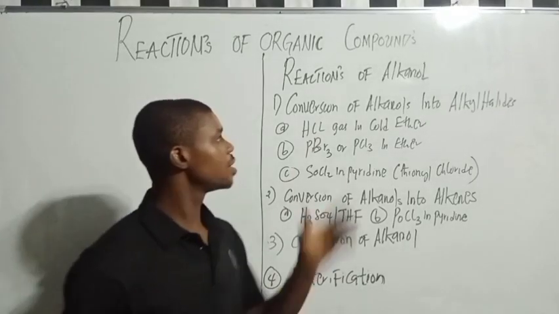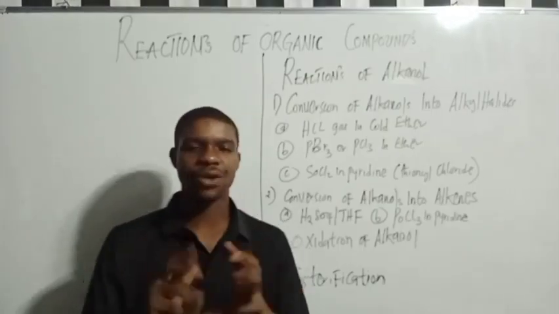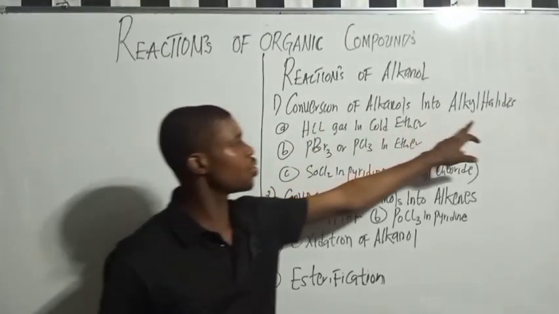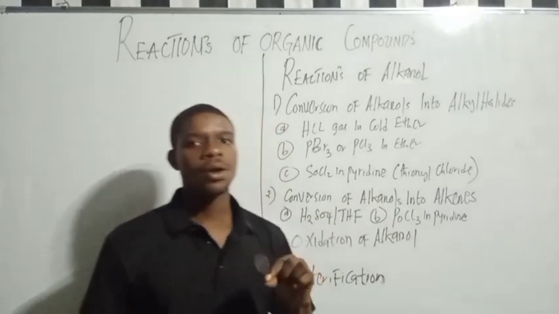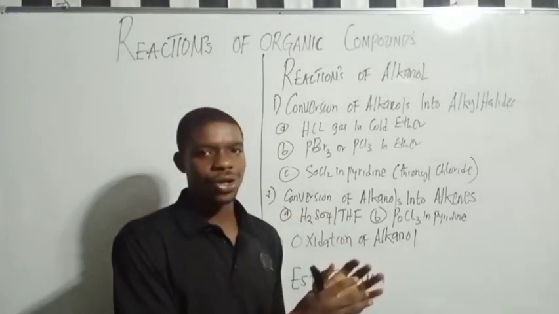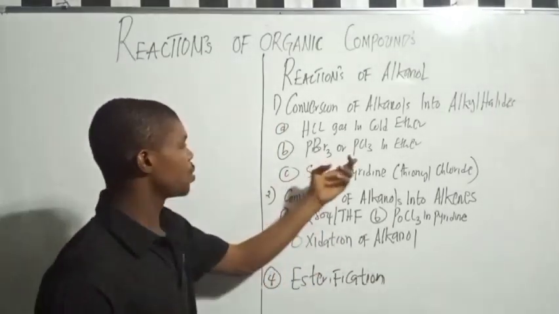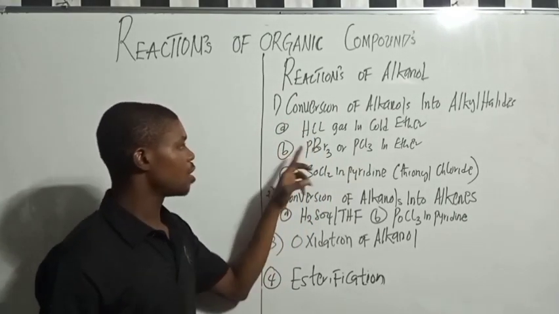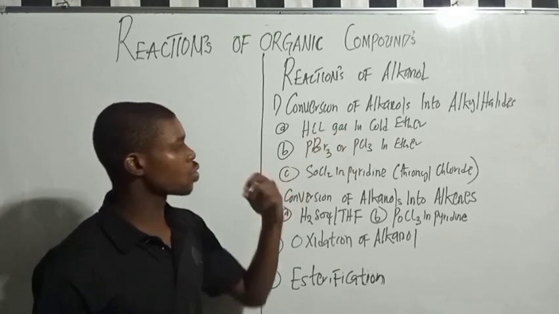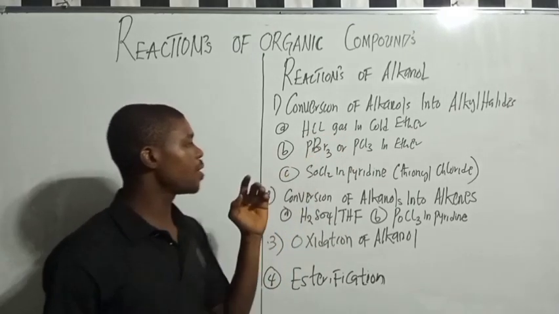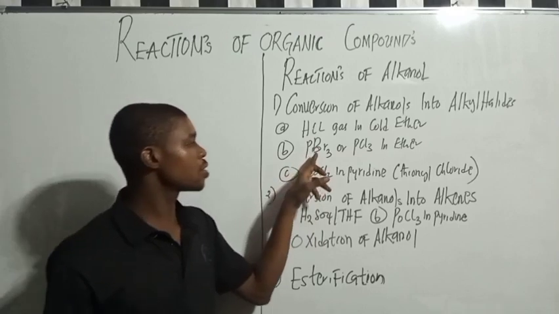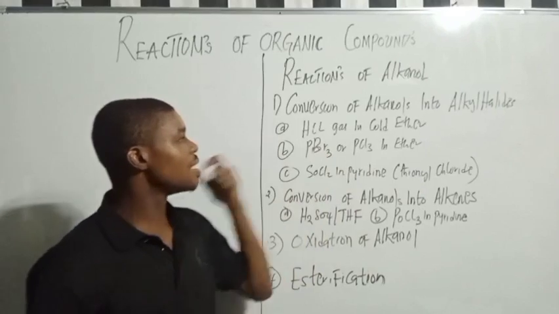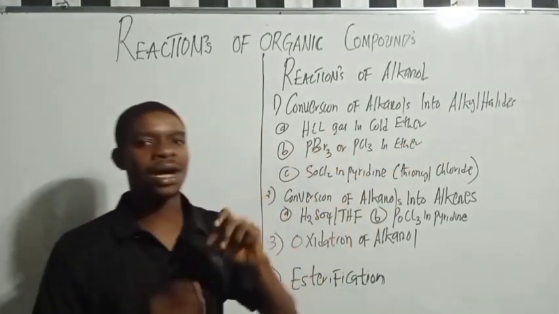So let's focus on the reaction of alkanol. Alkanols undergo four main types of reaction. One, conversion of alkanol into alkyl halide. You can convert alkanol into alkyl halide using any of these two reagents, which I will talk about: HCl gas in cold ether, or you can use PBr3, phosphorus tribromide, or phosphorus trichloride in ether. Now, this ether is an organic solvent.